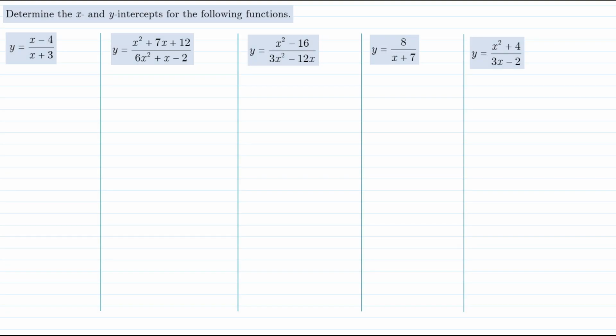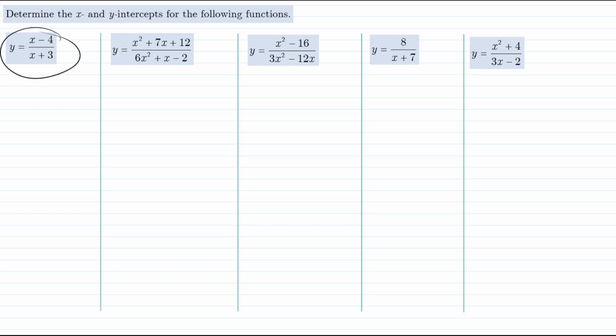Okay, let's have a little talk here about finding x and y-intercepts for rational functions. As you can see, I have 5 rational functions here, and we're just going to go through each of them and find the x and y-intercepts and look at how to go about doing that and the different cases that can occur. So let's start with our first one here.